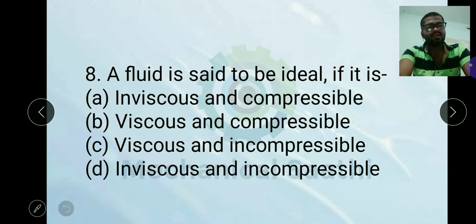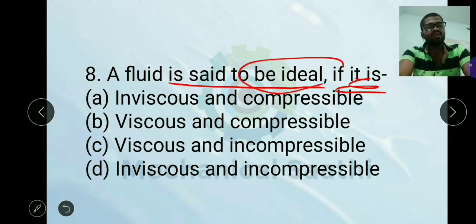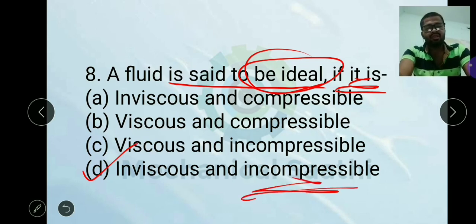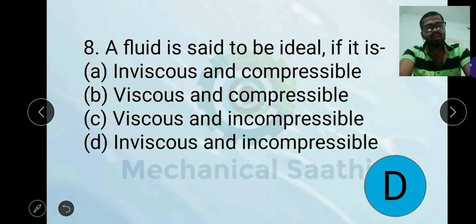Then moving next, a fluid is said to be ideal if it is inviscid and incompressible. So an inviscid and incompressible fluid is called an ideal fluid, which doesn't actually exist. No ideal fluid is there, but this is an assumption for our cases to make things simple. So D option is the correct one here. Moving next, D is the correct one.